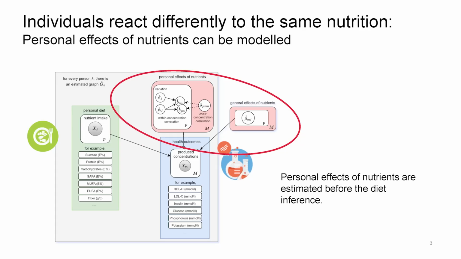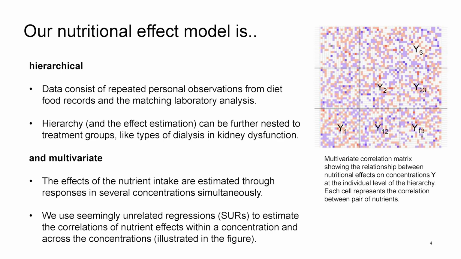And before we can do any diet inference, we need to model how the nutrients affect the concentrations. And this is what basically enables the whole personal nutrition. The fact that we all react to nutrition or the diet differently. The differences may be small, but there are lots of bigger differences and maybe some even opposite effects on nutrients. And before we can do the inference, that's the main topic of my talk. Let's talk briefly about the nutrition effect model.